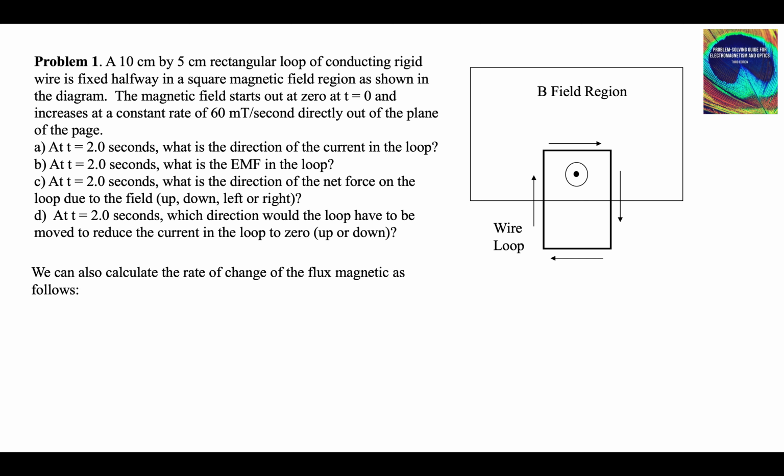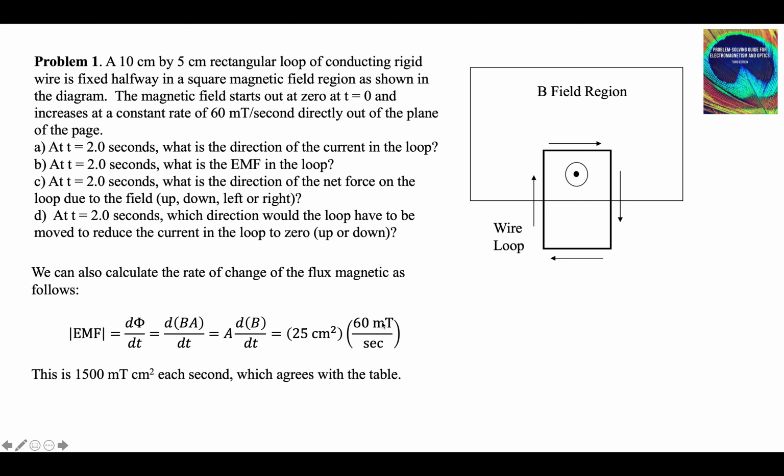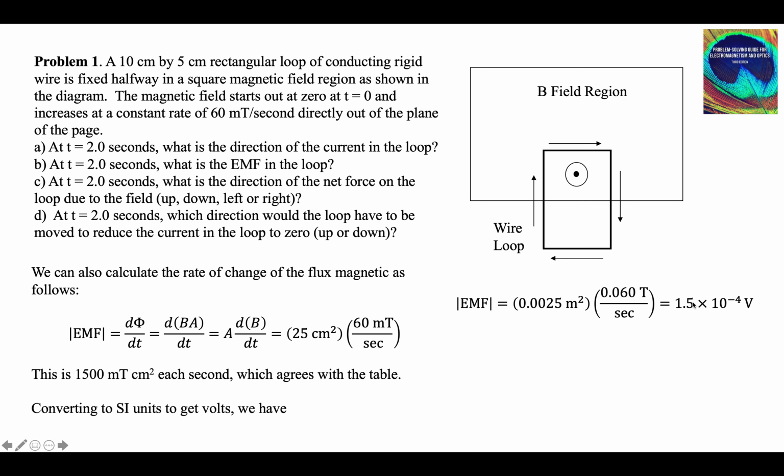We can also get it the normal way, from the change of magnetic flux. The magnitude of the EMF is d flux dt, and the flux is B times A. The area is constant. We can pull it out. All we need is the rate of change of the magnetic field. And there's the area, which is constant, and there's the rate of change of the magnetic field. If you multiply these two numbers, you get 1,500 millitesla centimeters squared each second, which agrees with the table. You have to convert to SI units to get volts, so we convert square centimeters to square meters and millitesla to tesla, and we get 1.5 times 10 to the minus 4 volts, 150 microvolts.